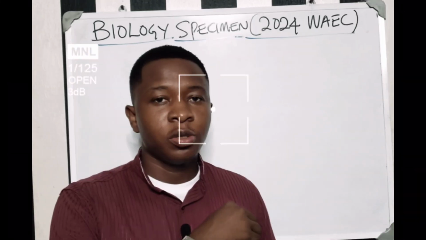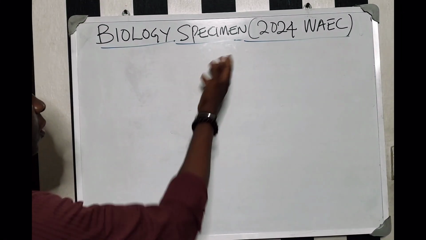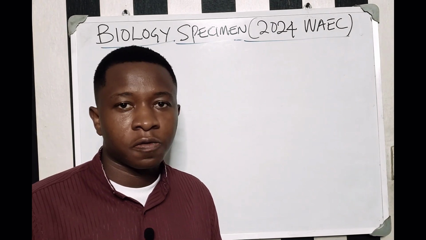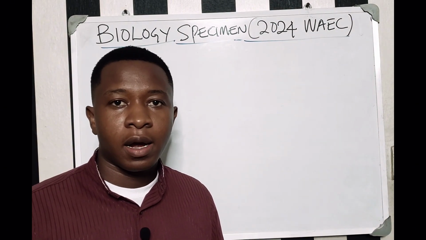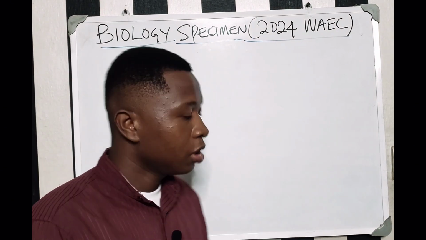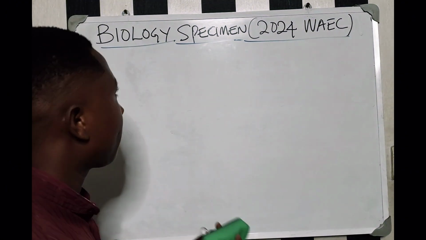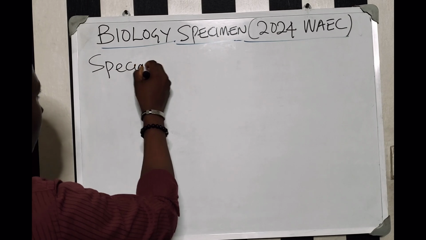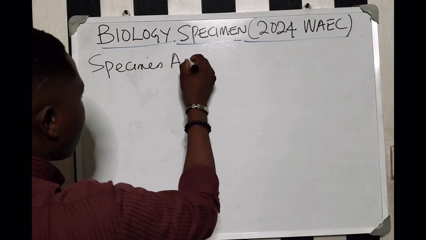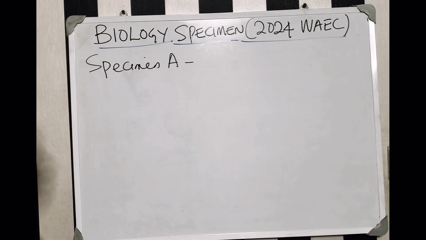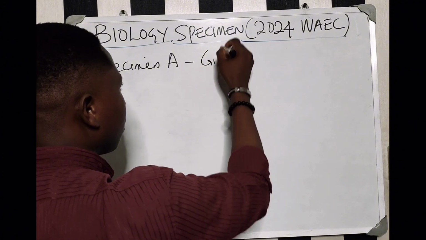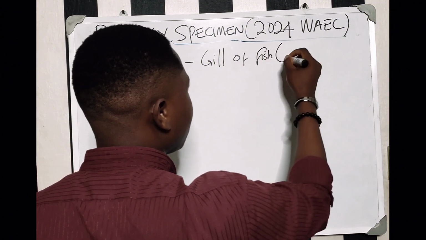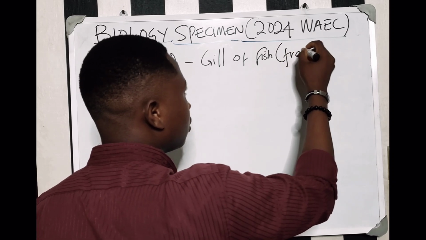Hello guys, we are going to be looking at the biology specimens for 2024 WAEC, and we are going to be fast because of time. The specimens are a little bit vast. Okay, so specimen A is the gills of fish, and they specifically said it should be freshly procured.